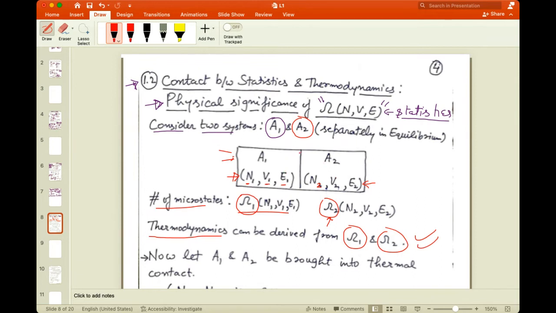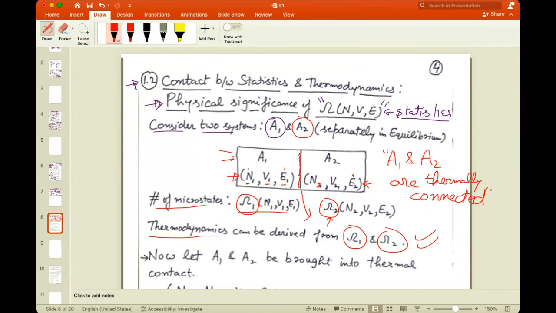But now what we do is, this wall, we make it a thermally conducting wall. So A1 and A2 are in thermal contact, are thermally connected, which means they can basically exchange energy. So this E1 and E2 can change. Volume can't change because this wall is not movable. I'm not allowing that as of now.